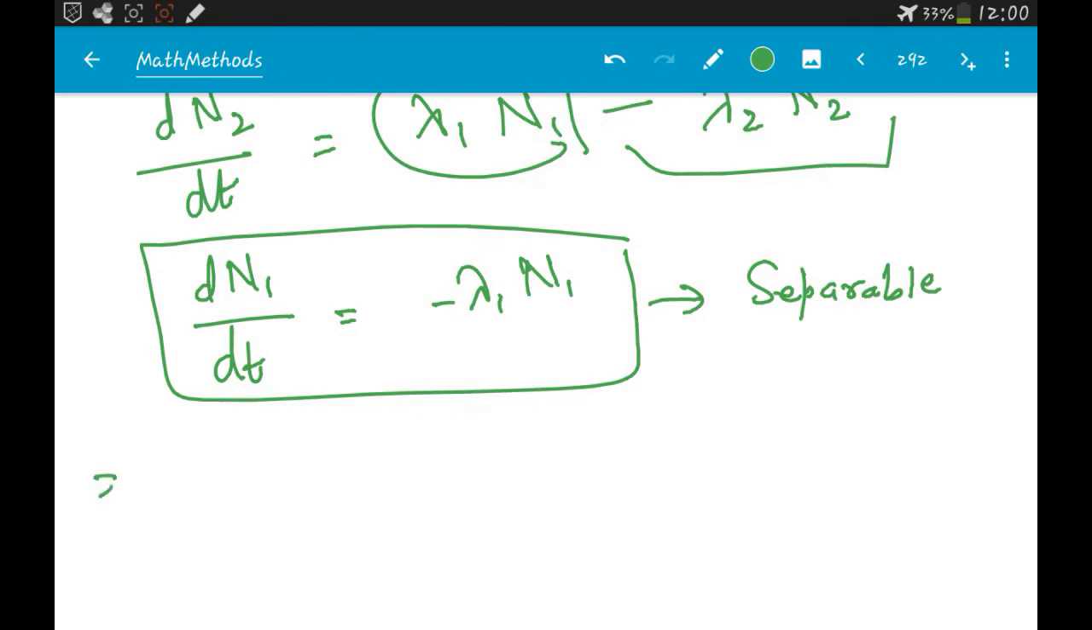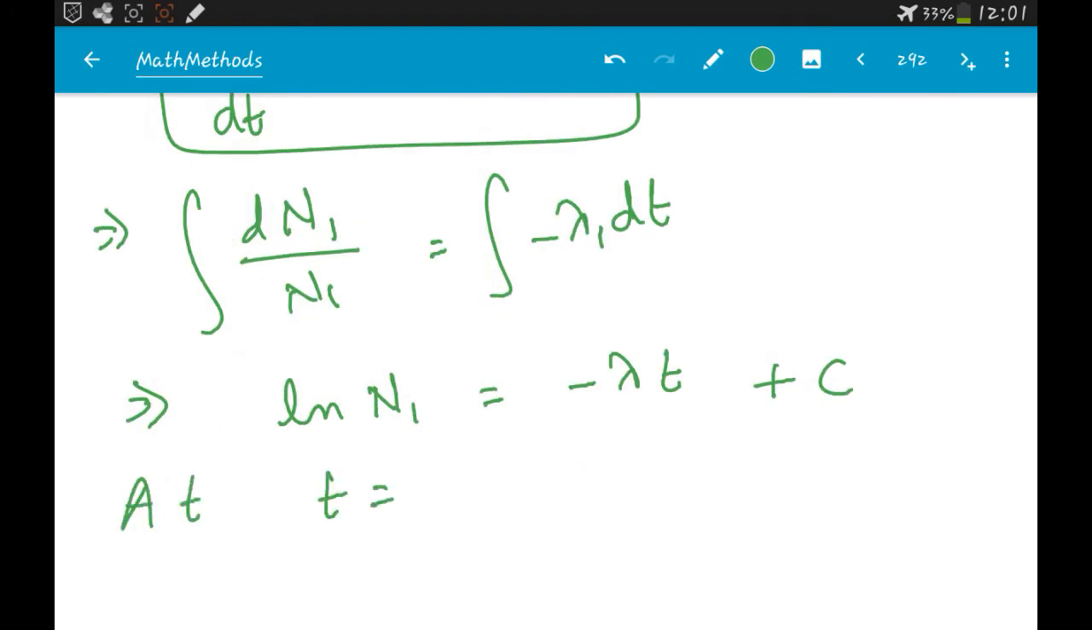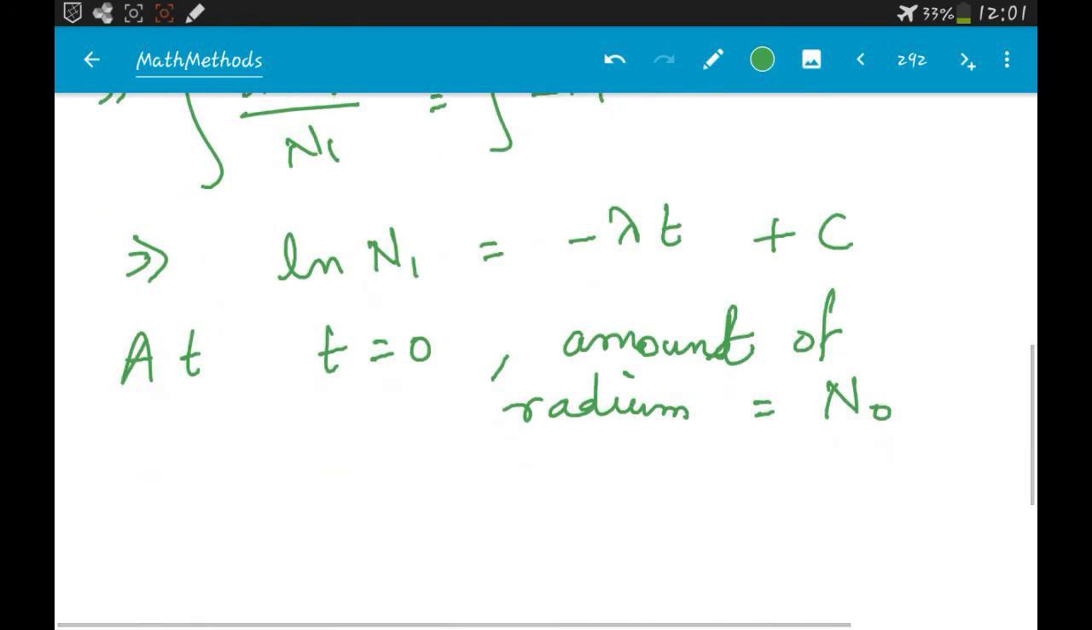So we can straight away compute the integral. We can write dN1 by N1 equals minus lambda 1 dt and then take integrations on both sides, and we'll get ln N1 is equal to minus lambda t plus constant. Now we can assume that at t equal to 0, the amount of radium is equal to N naught.